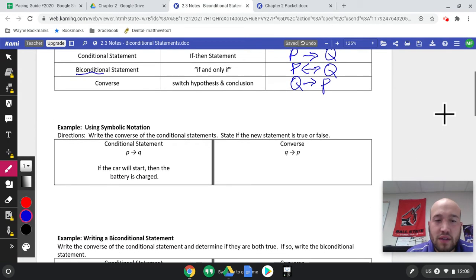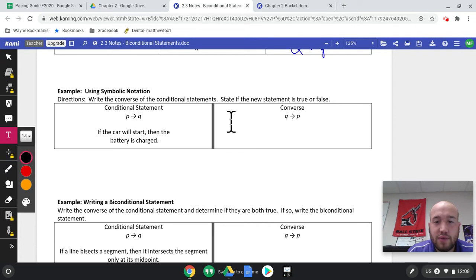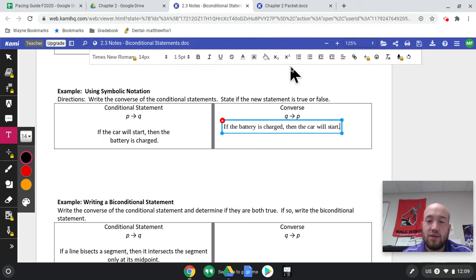So let's take a look down here, where we're asked to write a converse. The conditional statement here is P implies Q. In our case, if the car will start, then the battery is charged. Our job now is to write the converse, Q implies P, the opposite way. We know it's still going to start with an if statement. So instead of the car will start, that goes to the end: if the battery is charged, then the car will start. And that would be our sentence here.